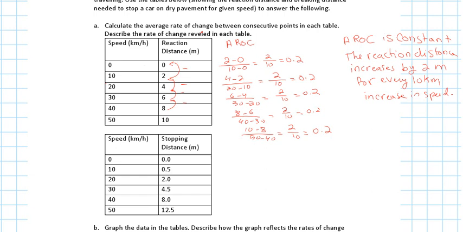Where did I get that? I got it from here, you see this? It's 2 meters for every 10 kilometers per hour. 2 meters for every 10 kilometers per hour. I'm missing an hour.